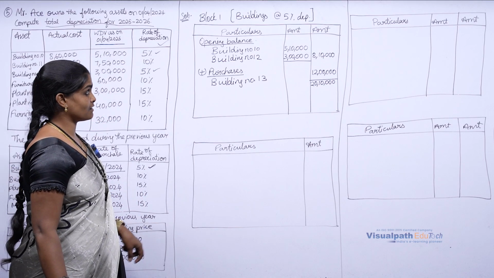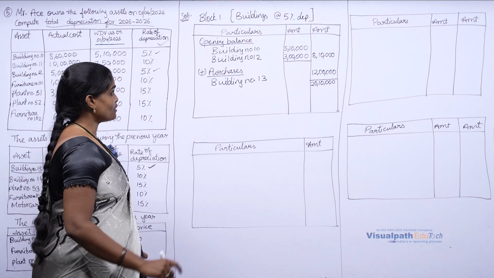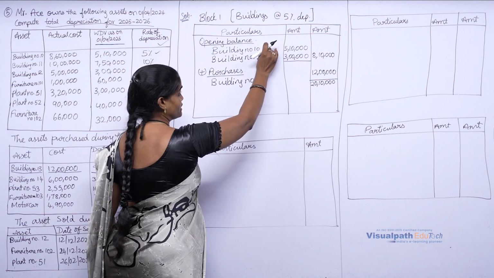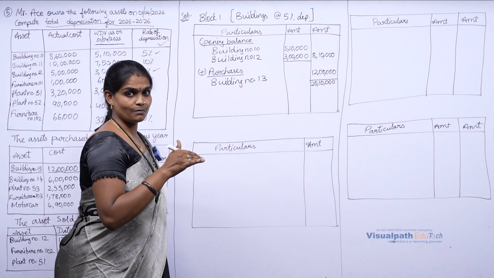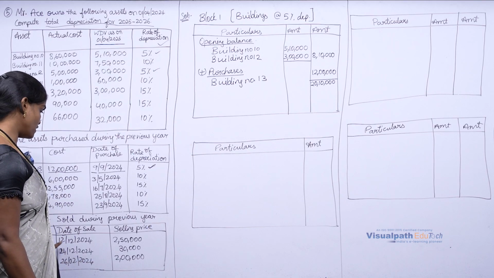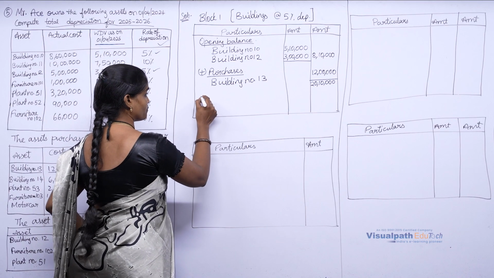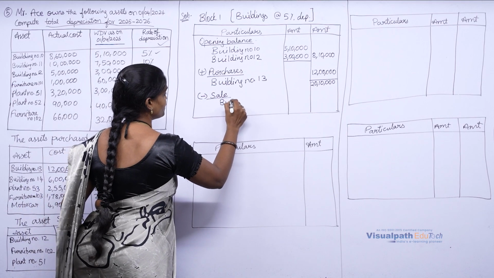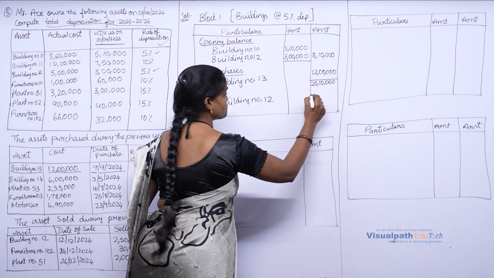Okay. From this, there are a few assets which are sold during the previous year. Now, you have to check whether this 5% asset is being sold or not. Now, what all assets are there with you under this 5% block? Building number 10, building number 12 and building number 13. Now you have to check whether these 3 buildings are sold or not. Now here he says building number 12 is being sold, whose selling price is 2,50,000. So minus sale. Now sale of building number 12, which is 2,50,000.